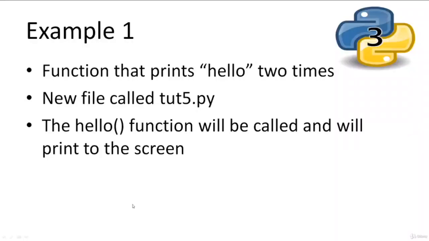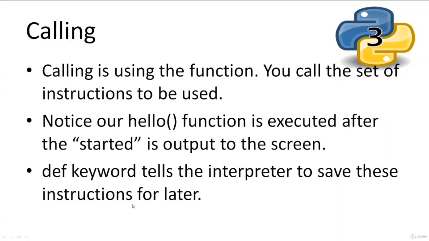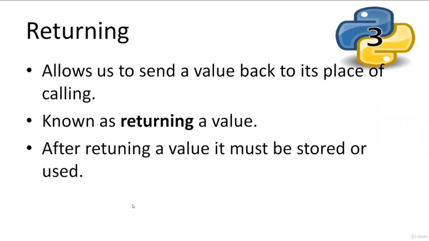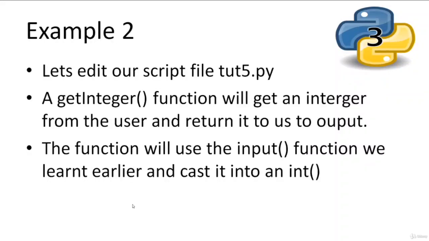Output. Calling is using the function. You call the set of instructions to be used. Notice our hello function is executed after the started is output. Returning allows us to send a value back to its place of calling, known as returning.